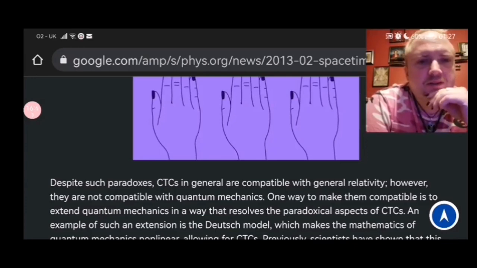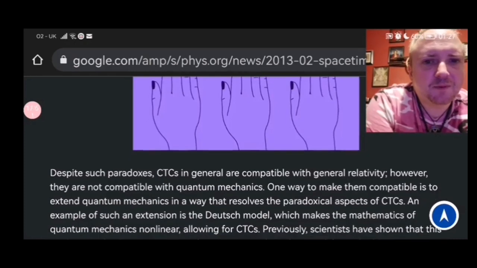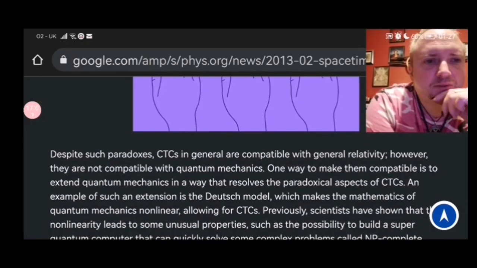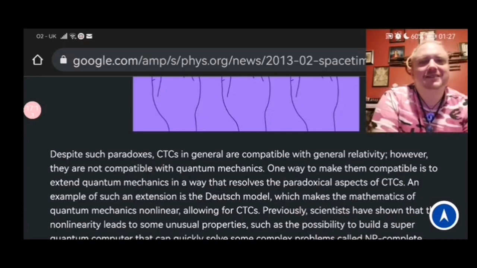Despite such paradoxes, CTCs in general are compatible with general relativity. However, they are not compatible with quantum mechanics. One way to make them compatible is to extend quantum mechanics in a way that resolves the paradoxical aspects of CTCs. An example of such an extension is the Deutsch model. You probably heard that in Avengers.